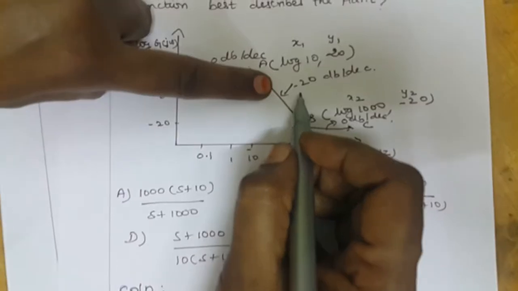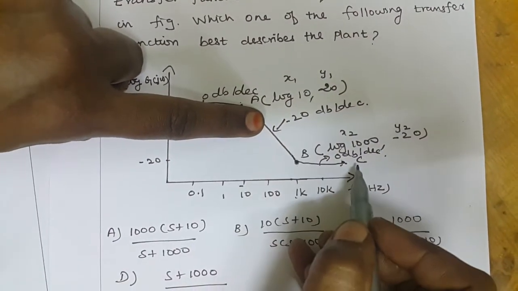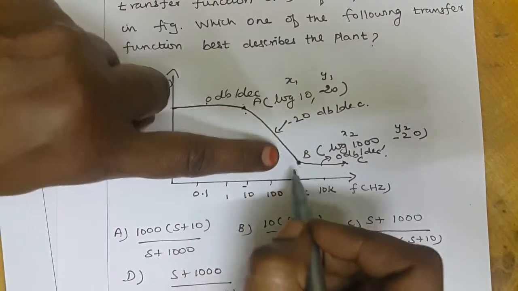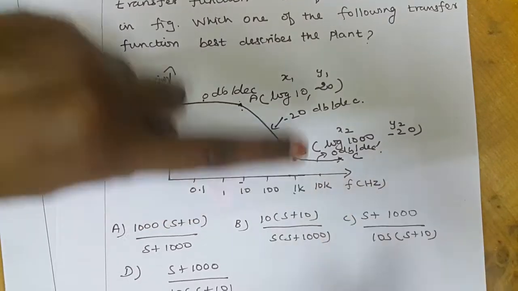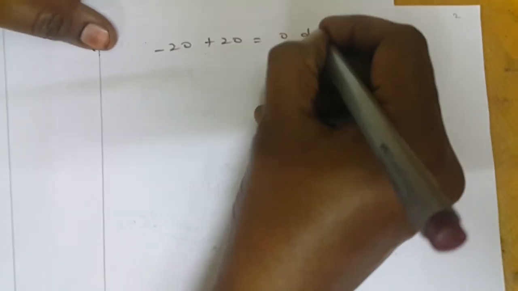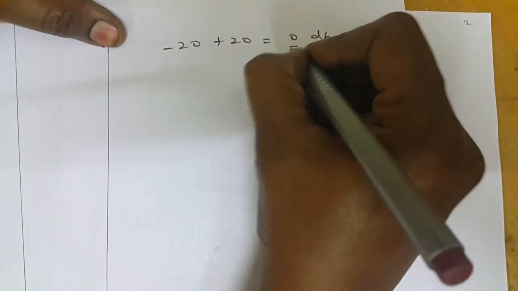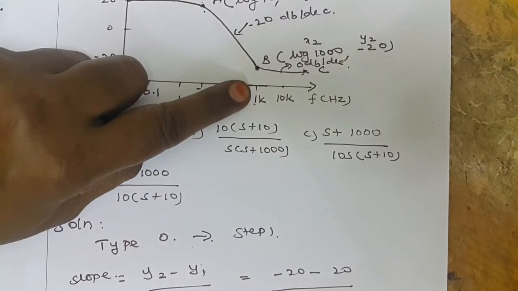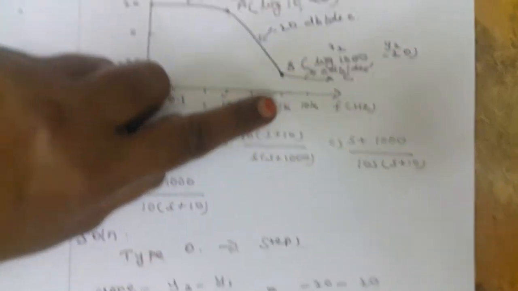What was the slope before? Minus 20. So the change in slope is minus 20 plus 20, equal to 0 dB. As the change in slope is positive compared to the earlier minus 20, this corner frequency 1 kilohertz corresponds to a zero of the transfer function.